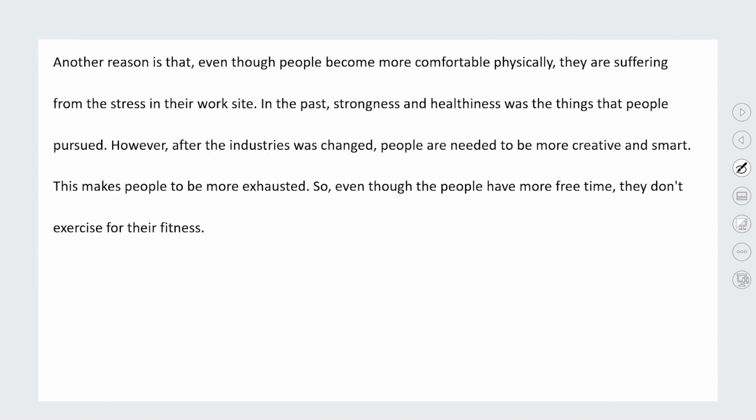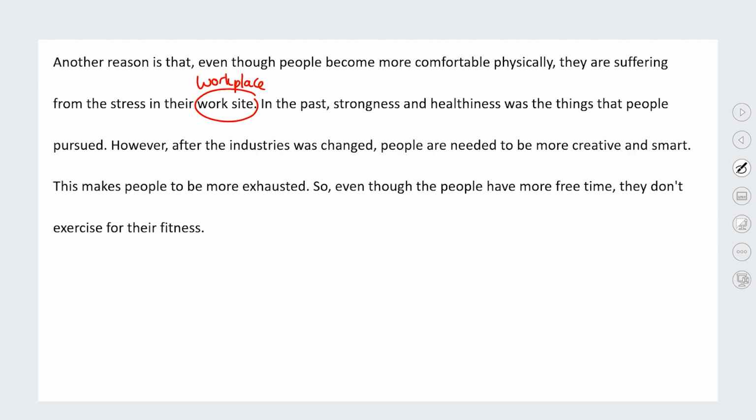So then we look on to the next paragraph. Another reason is that even though people become more comfortable physically, they are suffering from the stress in their work site. So work site isn't really the correct phrase to use here. A work site is construction, it's building. So don't go down that road. They are suffering from stress in their workplace, it should be.